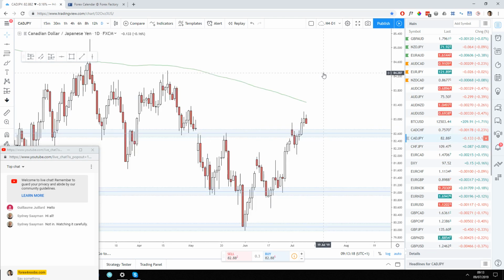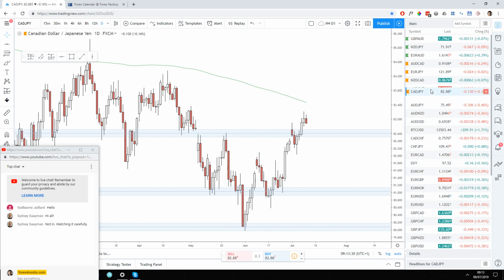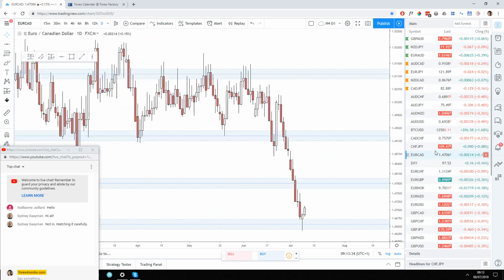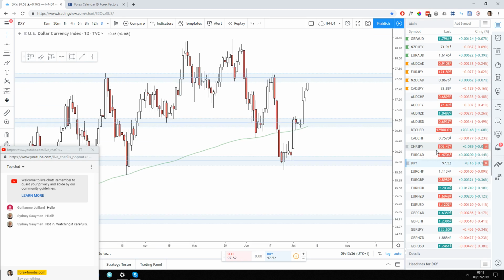Yeah, I don't see much with CADCHF. I don't see much with CADJPY. CADJPY looks to be starting an uptrend, so if it does dip back down to the support area, there's potential for a long there. Actually, you know what? I'm going to mark this as a potential setup. CHFJPY, nothing much here, guys. EURAUD, nothing much.